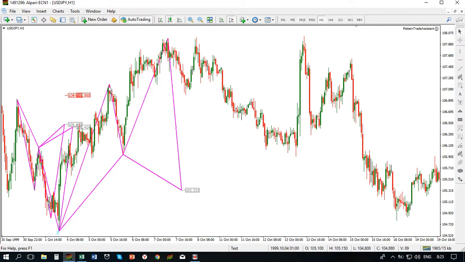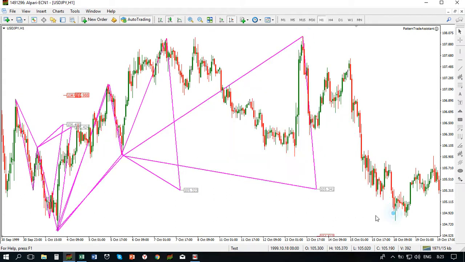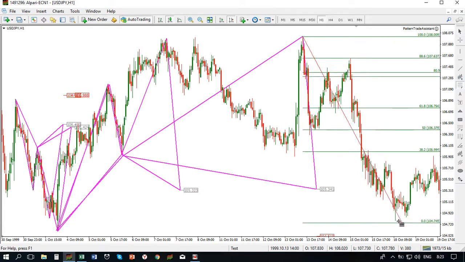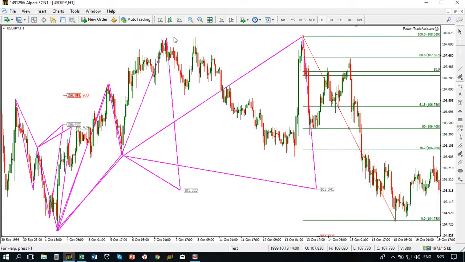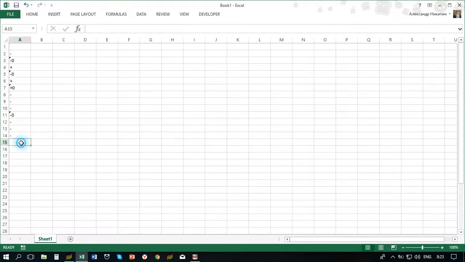Let me draw the pattern. X to A to B to C, and C point goes even further to C to D, like this. Well, yes, the pattern was valid. Even after exceeding the C point, it was still valid, and it was 3-2 only, so that's why I type minus 0.